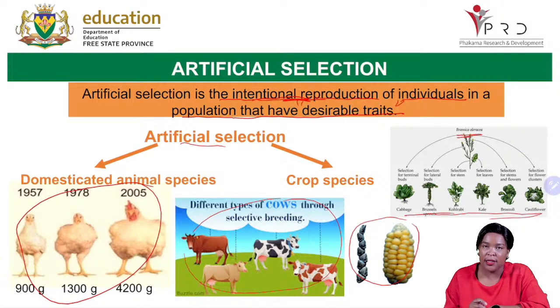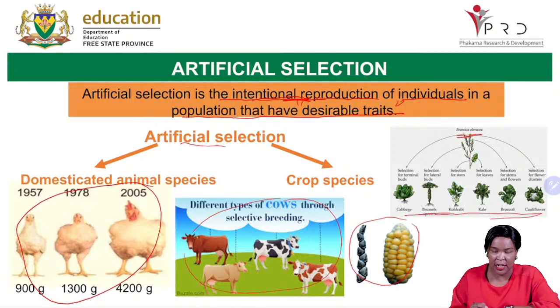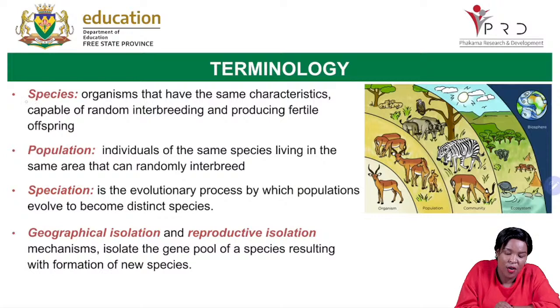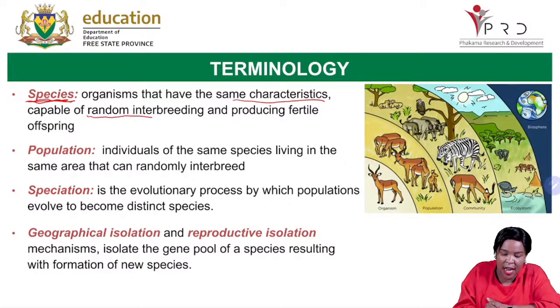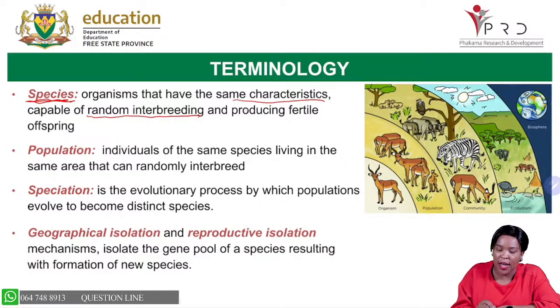Then this diagram shows you the terminology that is very important for the next topic that we are going to deal with, which is speciation. So from grade 10, you must remember how you define the term species. For you to call an organism a species, or a living thing a species, it must have three things in it. So what is a species? Species are organisms that have the same characteristics, one, that are capable of random interbreeding, two, and produce a fertile offspring.